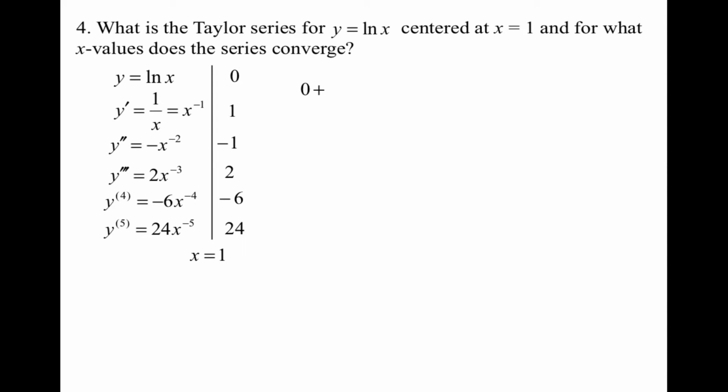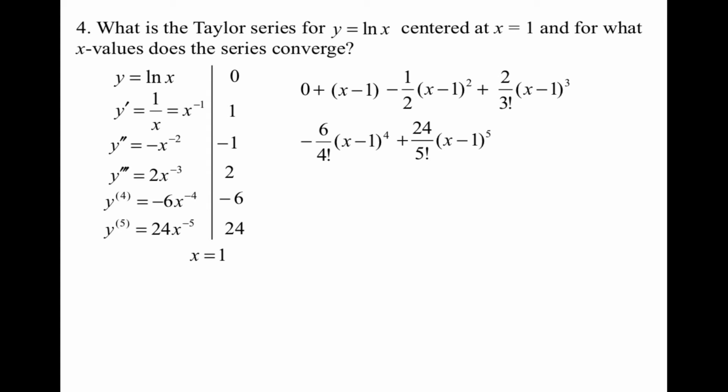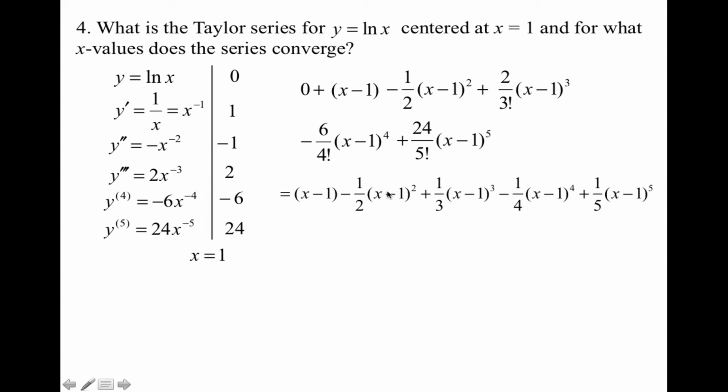And I'm going to go ahead and set up the polynomial. So my first term is 0, which really doesn't do a whole lot. And then my next term is x minus 1, minus 1/2 times x minus 1 squared, plus 2 over 3 factorial times x minus 1 cubed. And I go ahead and keep going until I get enough to see a pattern. And it will help to see the pattern if you simplify these out, expanding out the factorials. And when you simplify the fractions, we see a more recognizable pattern.